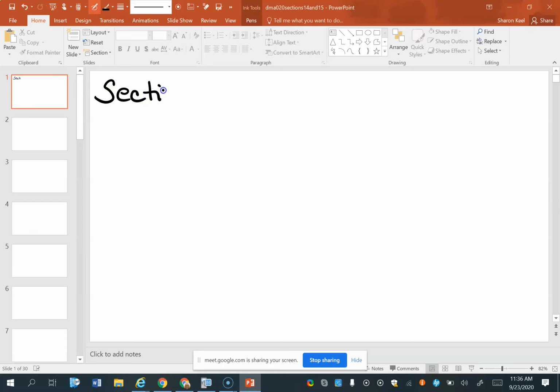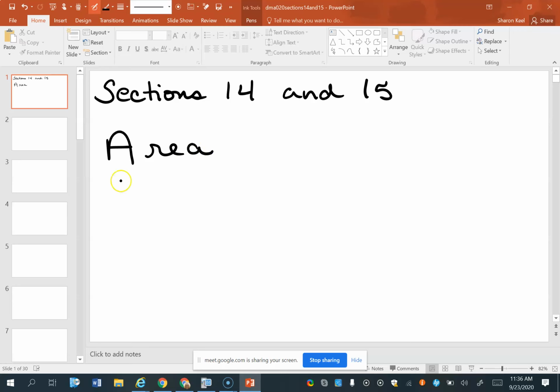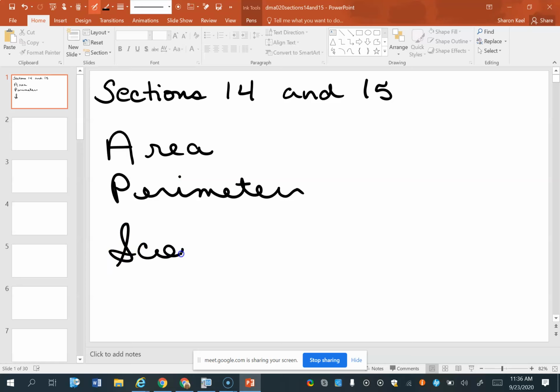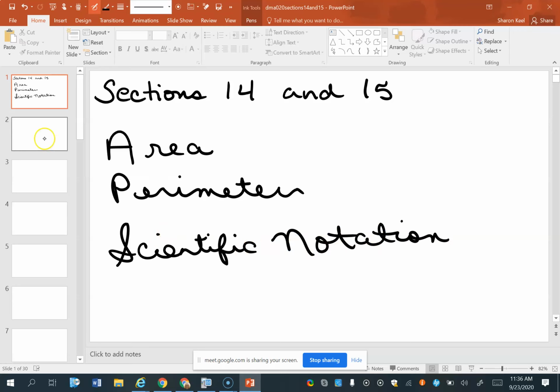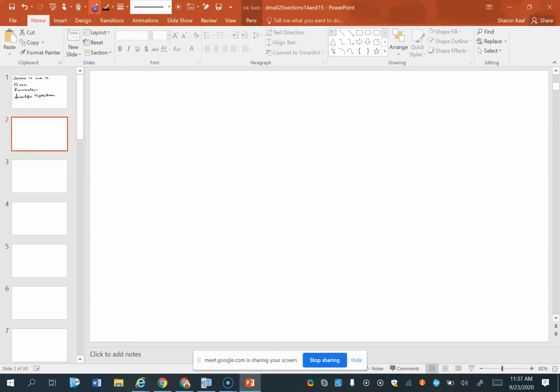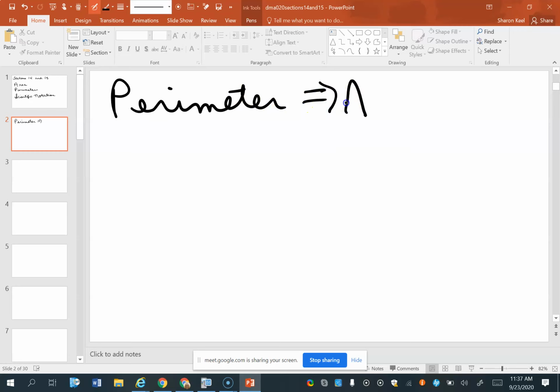We're going to cover sections 14 and 15. We are going to be looking at area, perimeter, and we will be looking at scientific notation. Those are the three main things for today. So, to begin with, when we find the perimeter of a figure, what we do is we add all of the sides.